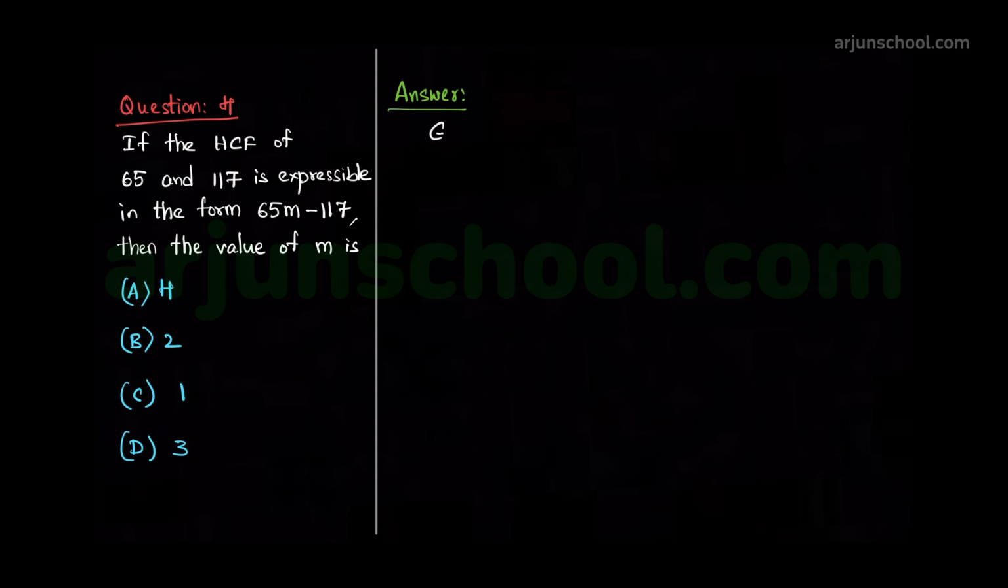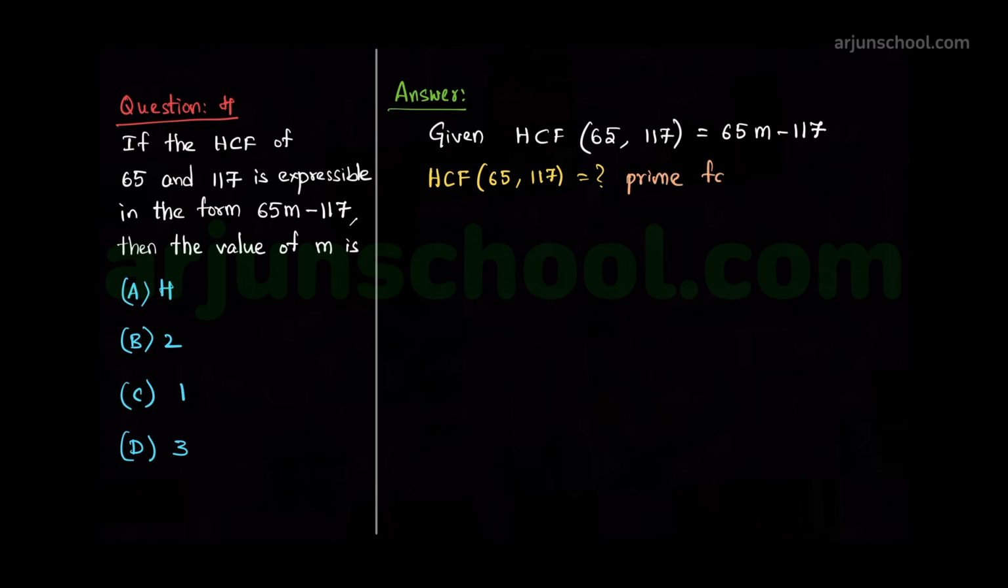Answer: we are given that HCF of 65, 117 is equal to 65m minus 117. Let us first find the LHS, that is the HCF of 65 and 117 using prime factorization.